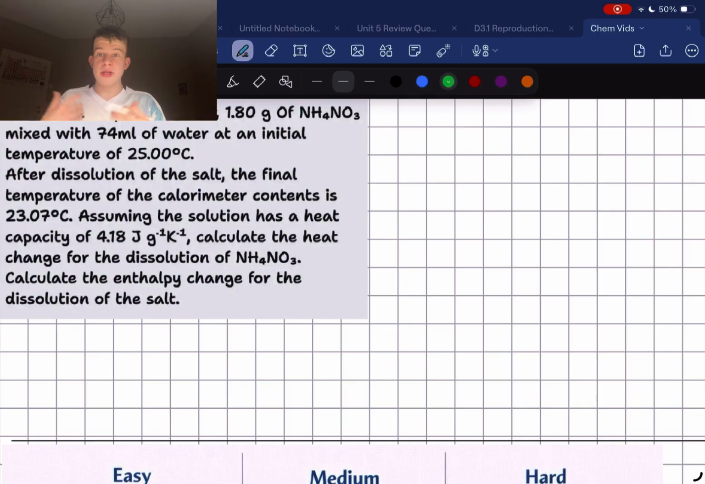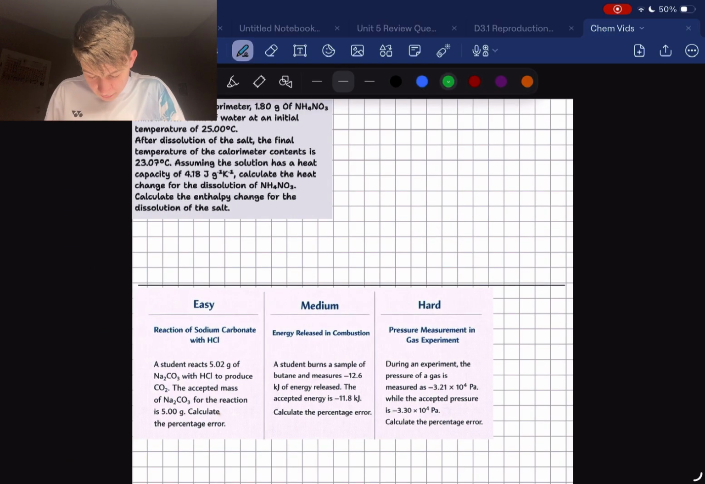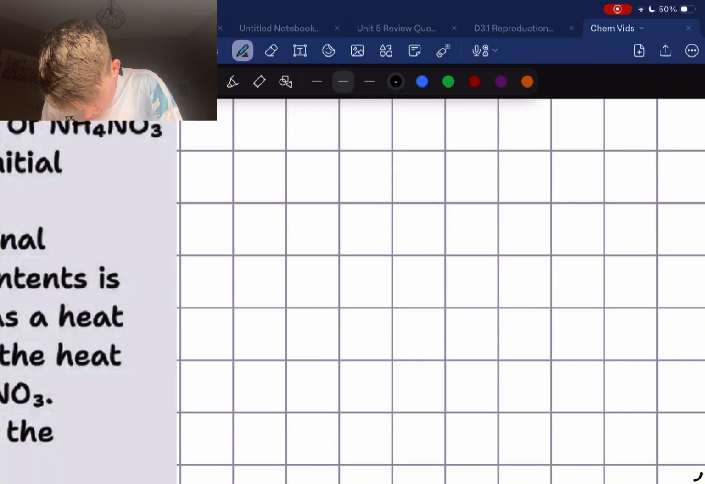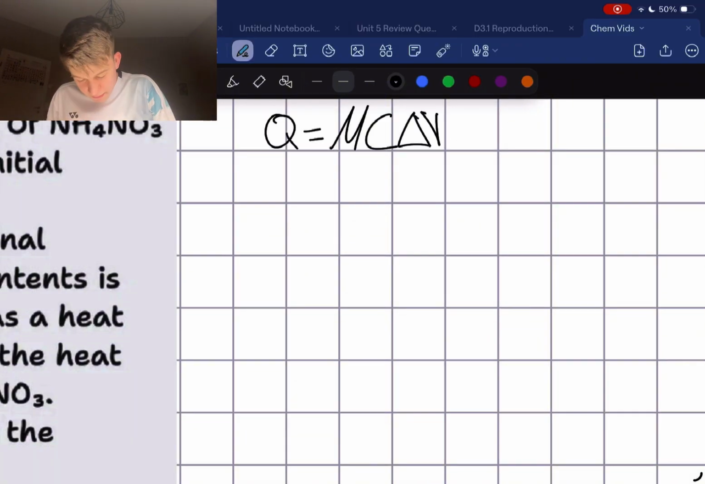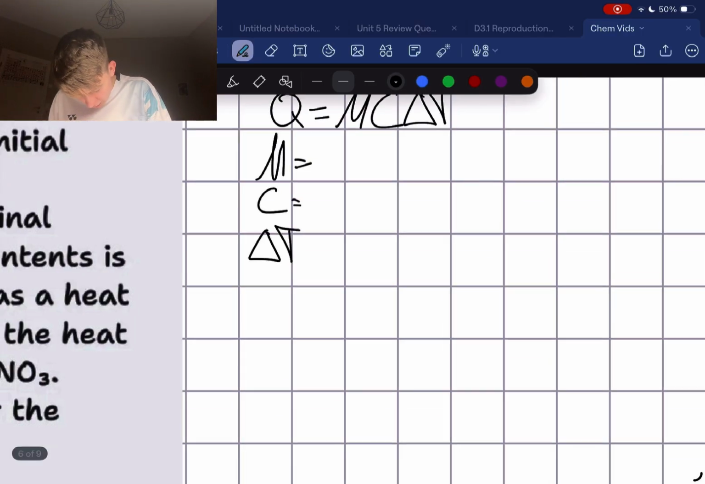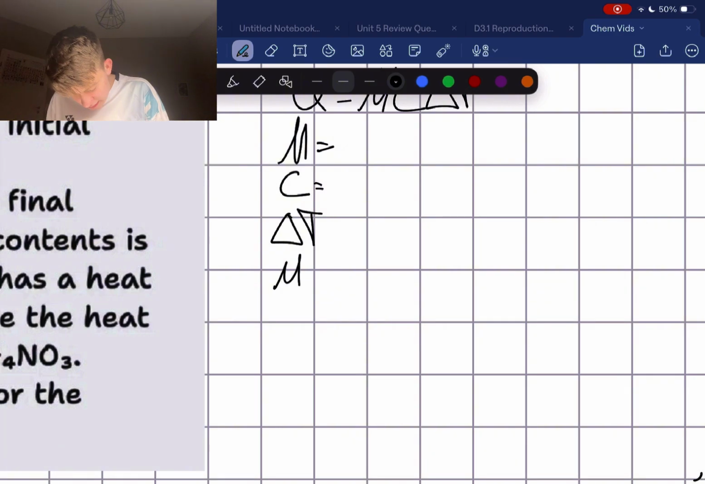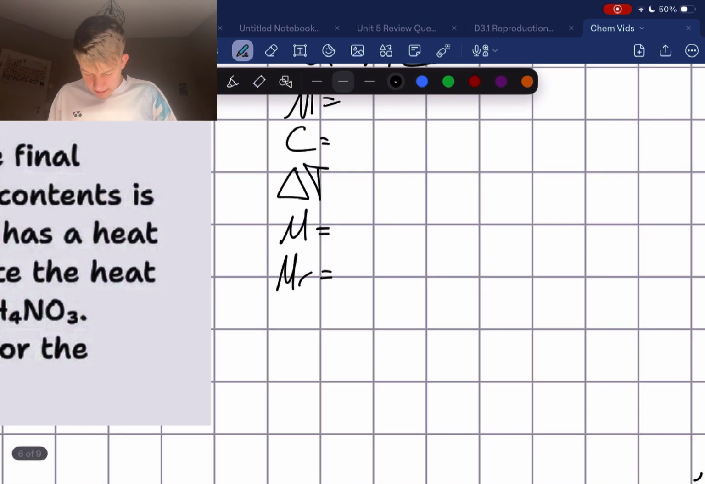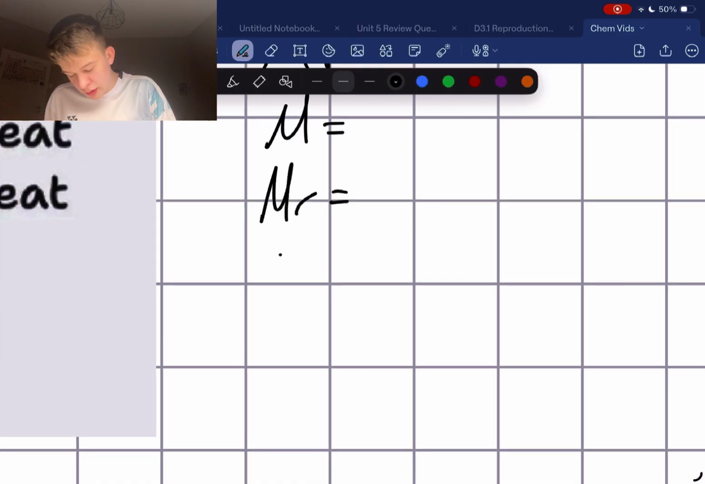Okay, so what do we need to calculate? Delta H. Okay, and to do that, let's do our normal thing again. Q equals MC delta T. MC delta T, mass, molar mass, and then we can put a Q at the end as well.